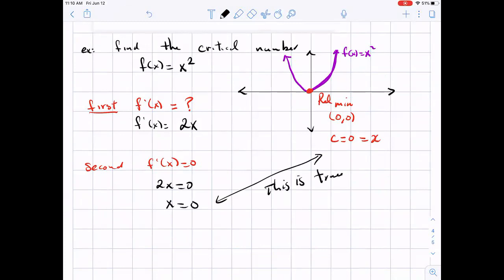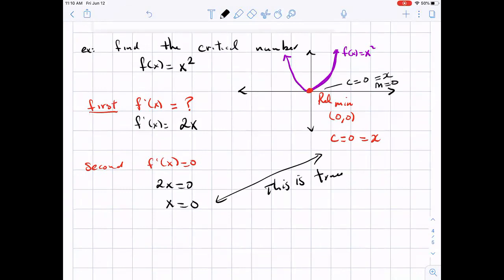Why? Because at that point, at c equal to 0, which is the same as x, m is equal to 0. So the slope is 0. So there's a bunch of things happening there.